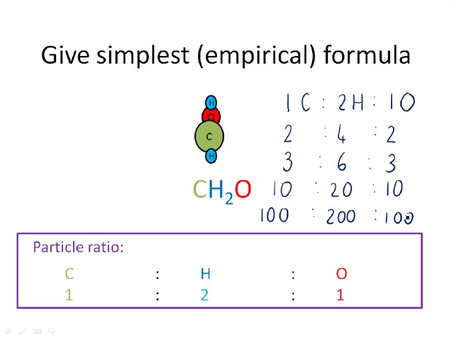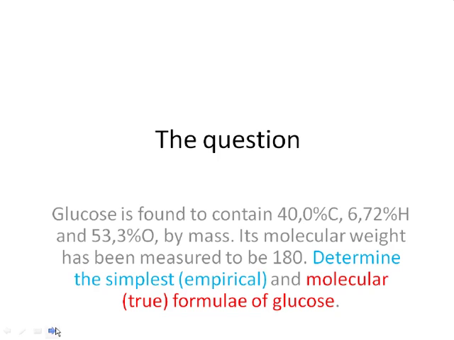So the question is, yes, we know that the ratio of carbon to hydrogen to oxygen in glucose is 1:2:1, but what is the actual number of carbon atoms in a glucose molecule? And what is the actual number of oxygen and hydrogen atoms in that glucose molecule? How can we know? In other words, how can we know what the molecular or the true formula of glucose really is? The clue is using the molecular weight, which is 180.